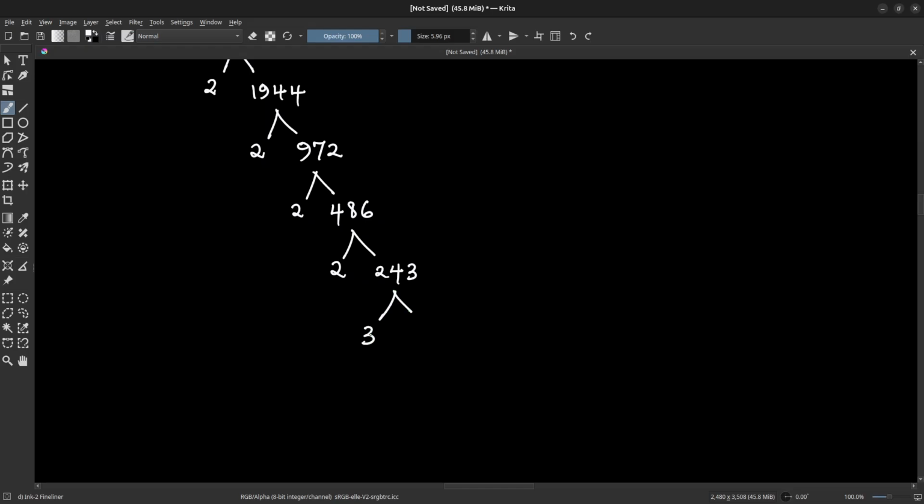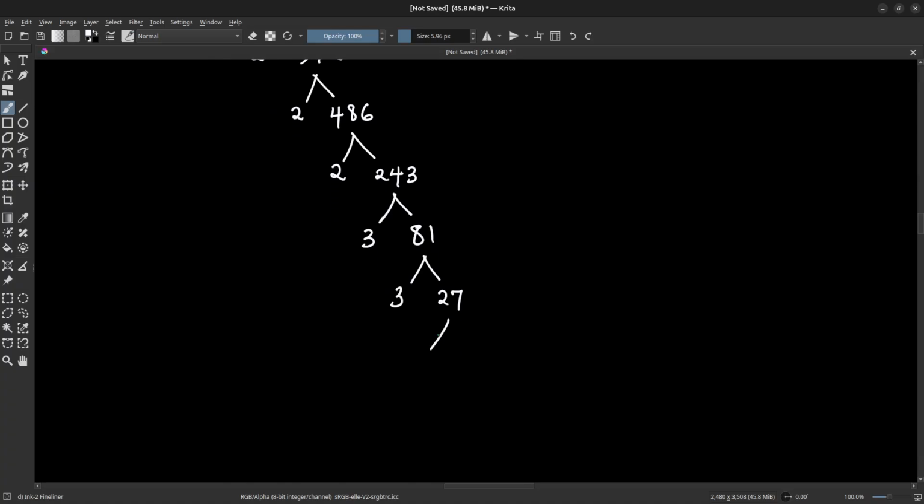So 243 divided by 3, that's going to give us 81. And then we can divide this by 3 again, which is going to give us 27. And then we can still divide this by 3, and this is going to give us 9. And then by 3, this is going to give us 3.